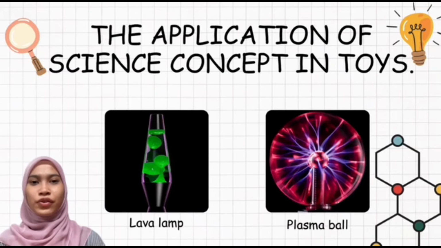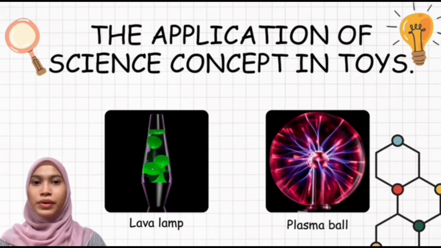This is a few of toys that use the application of science concept. The first one is lava lamp, that use the concept of thermal expansion and Archimedes buoyancy. Second is plasma ball, where electrons emitted by the metallic surface at the center collide randomly with the excited atoms of a gas at low pressure.